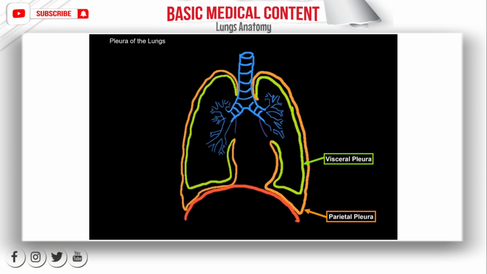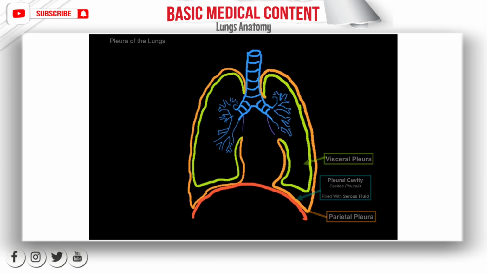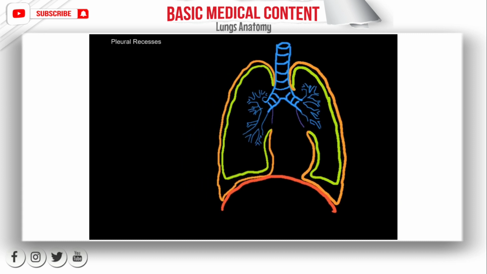Now, between these two, there's a cavity called the pleural cavity. And that cavity is filled with serous fluid that functions as a lubricant that reduces friction because the lungs are constantly expanding and deflating. One last thing we need to cover in order to understand the complete anatomy of the pleura are the so-called pleural recesses, where a recess means a narrow space.